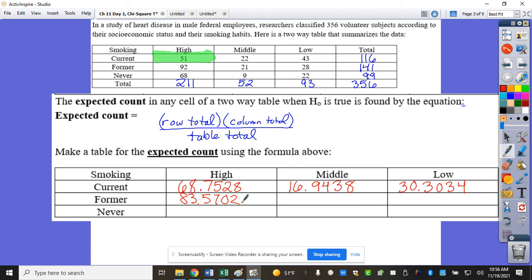And below that is 58.6770. For middle, the one I have written down is 16.9438. For middle former is 20.5955. And middle never is 14.4607.